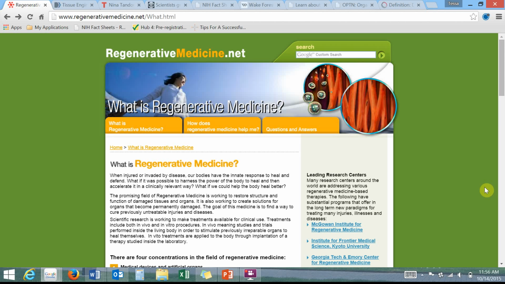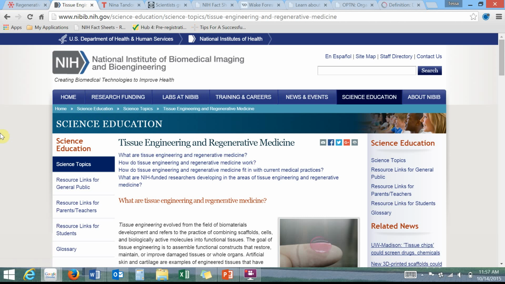So tissue engineering is a division off of what is known as regenerative medicine. Regenerative medicine has four different divisions and means to restore the structures and functions of the damaged tissues and organs. So let's talk a little more in depth about what tissue engineering actually is.